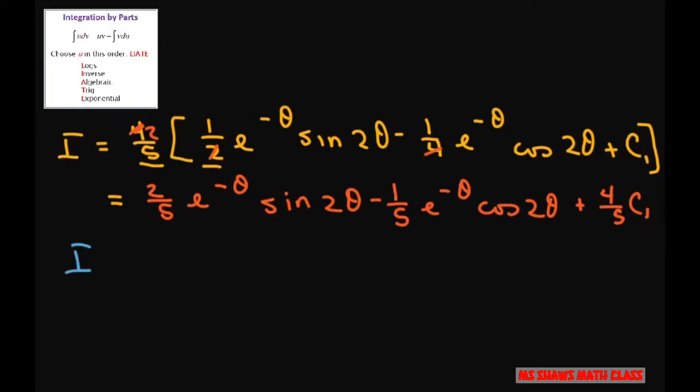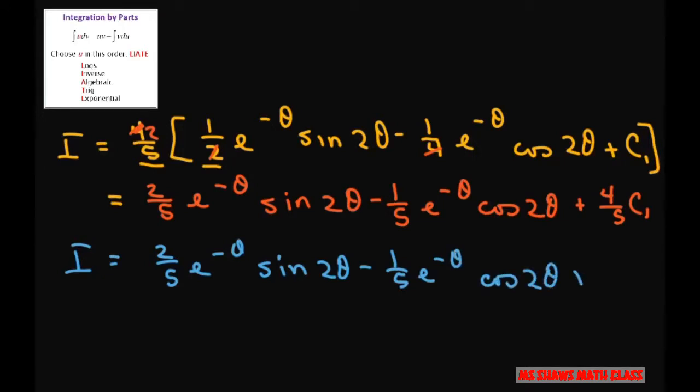So your total integral is going to be, just copy this down. And you're just going to put plus C, and whereby we're letting C equal 4/5 C1. And that's it.